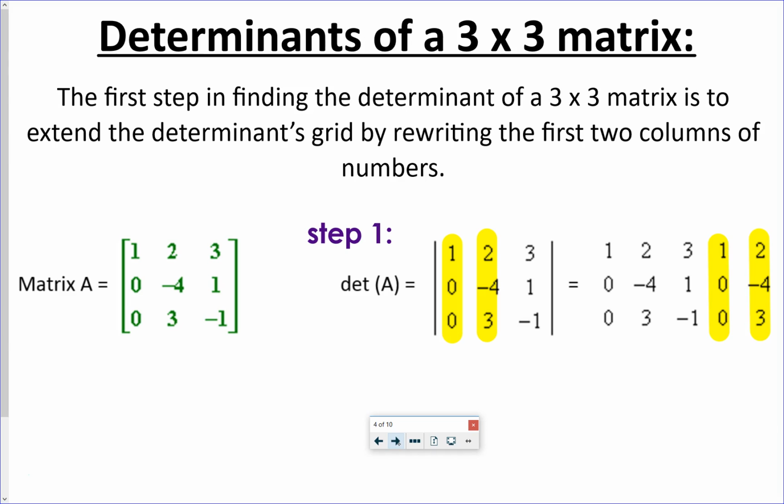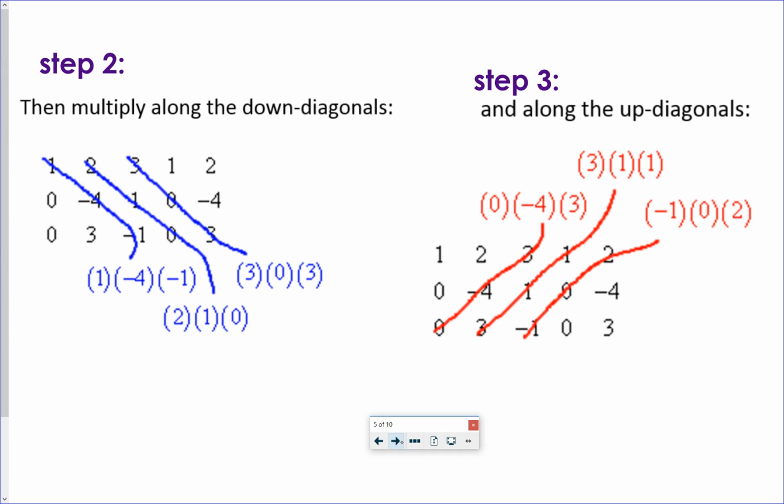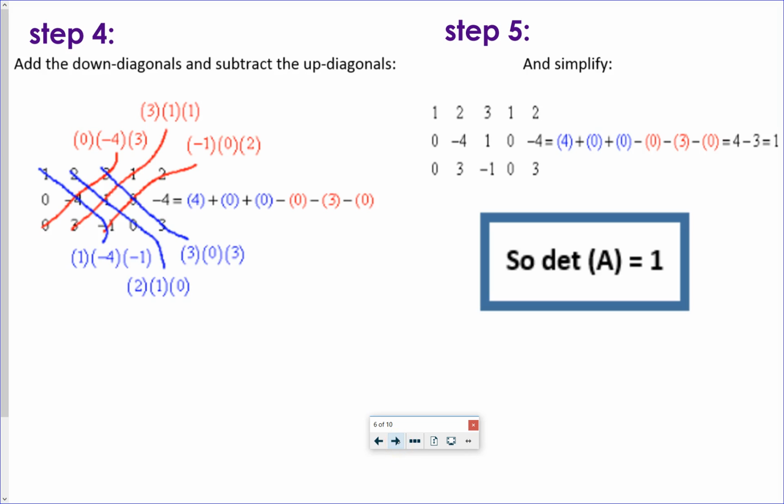You rewrite the first 2 columns of numbers. That is step number 1. Just like with my 2x2, we were multiplying diagonals. That's still going to happen. After we get them lined up like that, we are going to multiply all of your downward diagonals, and you will multiply all of your upward diagonals. You're going to add together all the ones from when you multiplied down, and you will subtract all the ones when you multiplied up. So you will add, subtract. And you still just get one number as a determinant.